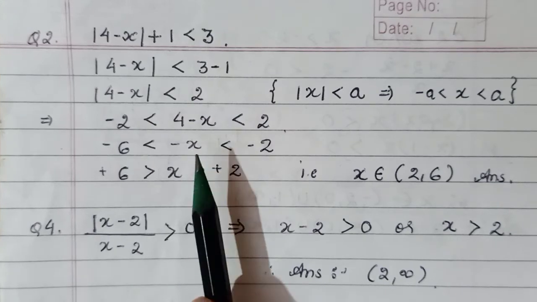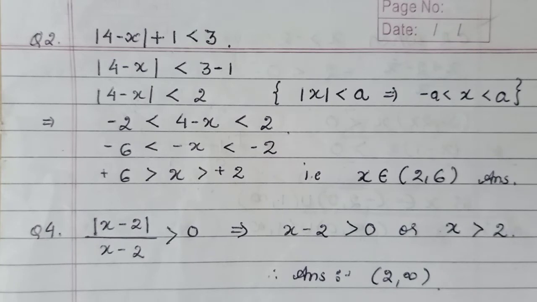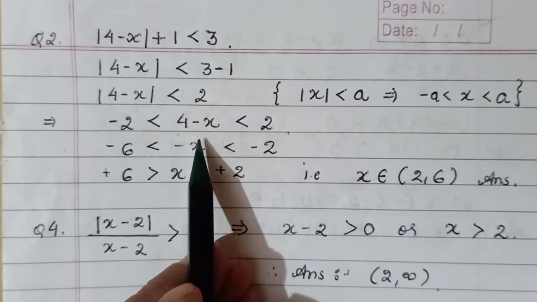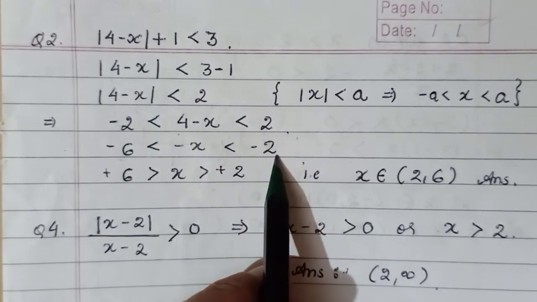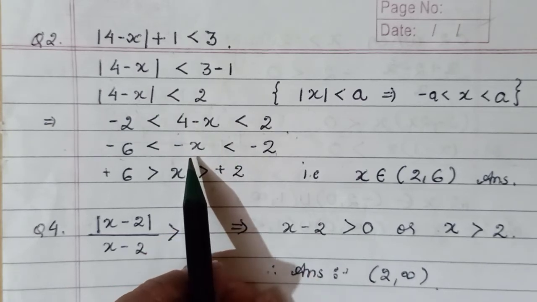Okay, now the rest we know, this is now in a form that we have already practiced. If such an inequality comes, first we'll remove this 4. For that we'll do minus 4 on all the sides. Minus 2 minus 4 becomes minus 6, plus 2 minus 4 becomes minus 2, and minus 4 plus 4 cancel. This remains only as minus of x.